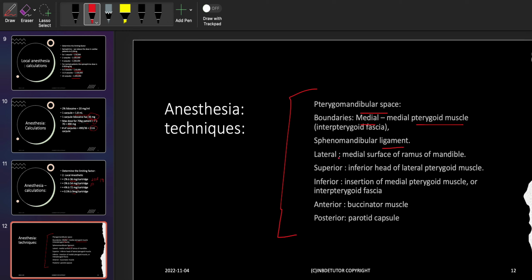What is lateral to the pterygomandibular space? The medial surface of the ramus of the mandible, and superiorly the inferior head of the lateral pterygoid muscle. Inferiorly there is the insertion of the medial pterygoid muscle or interpterygoid fascia. Anterior is the buccinator and posterior is the parotid capsule. So a question can come like, what is posterior to the pterygomandibular space? It is the parotid capsule. What is anterior to the pterygomandibular space? It is the buccinator muscle. So you need to remember this slide. It is again an important one from the exam point of view.